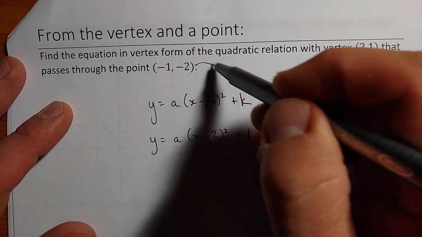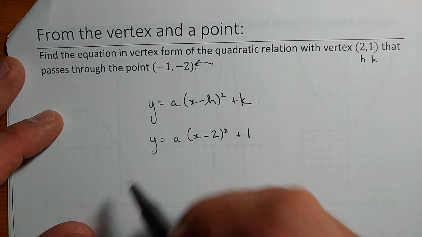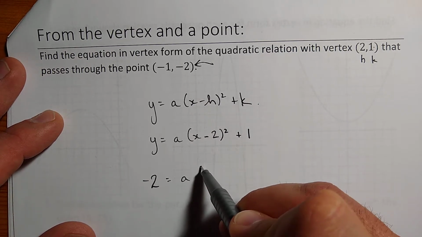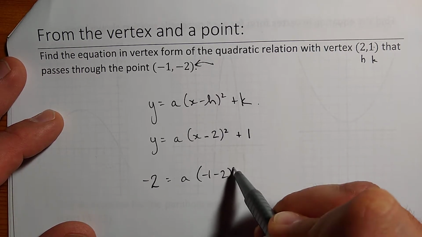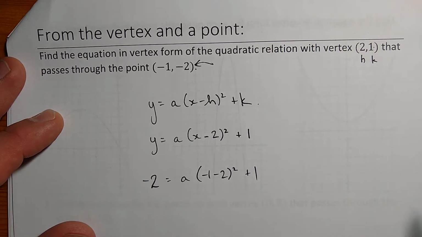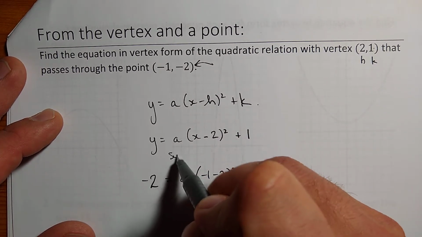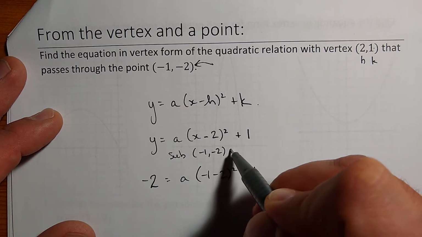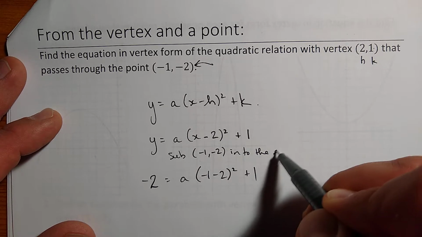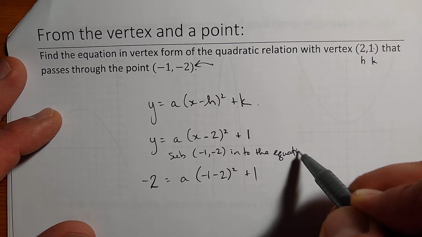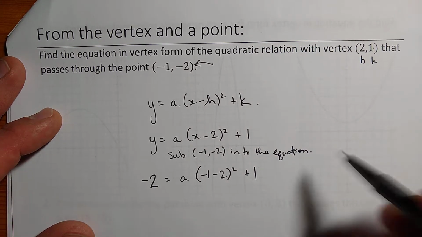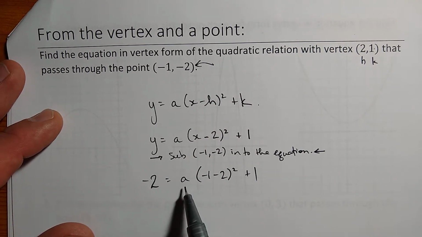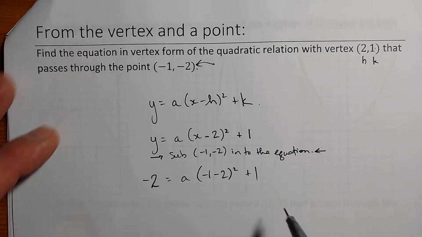Now we do know a bit more about the graph. We know one other point. So we substitute that point into the equation. Maybe I should write that. We substitute the point -1 comma -2 into the equation, because we know that point will make the equation true. So since the equation will be true for this point, we just have to find out what is the right a that will make it true.